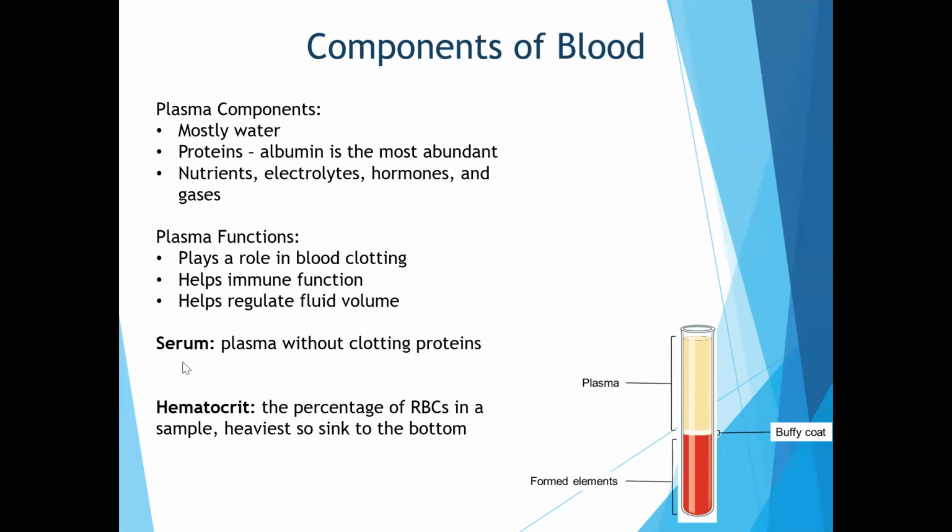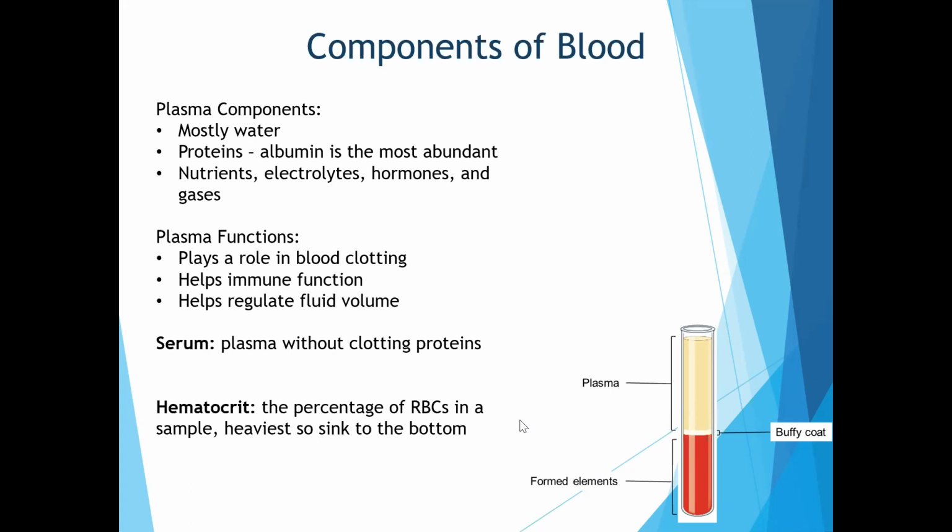So if you see the term serum, that is just plasma minus our clotting proteins. So not all the proteins, just the clotting ones. So serum is plasma without clotting proteins. We'll talk about the whole blood clot process down the line, so that may make a little more sense. Just right now, remember serum is the plasma without clotting proteins. Okay, hematocrit is the percentage of RBCs in a sample, and because these are the heaviest, those formed elements go to the bottom.